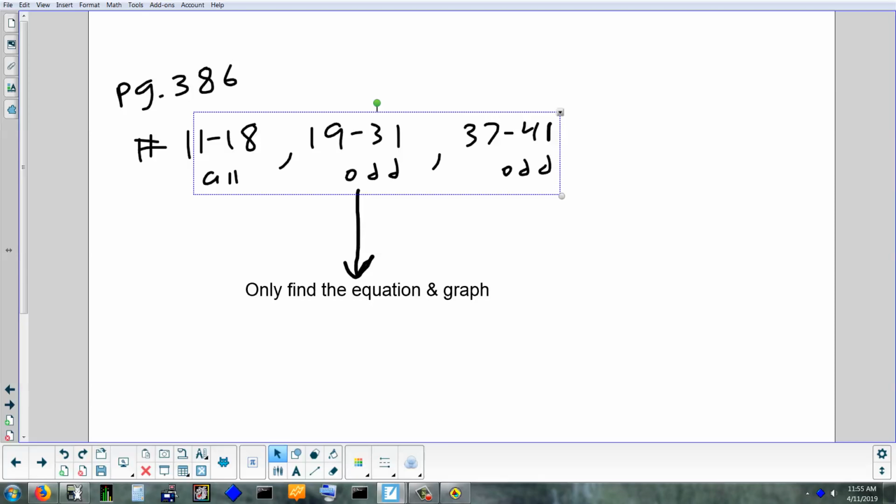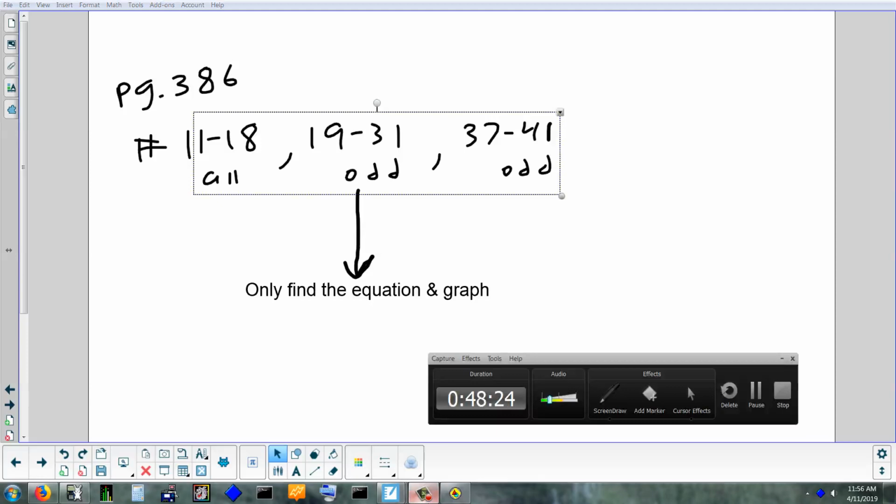If you need a piece of graph paper, I can print some out. Hey, don't forget I'm after school today if you need to finish up anything from last time.